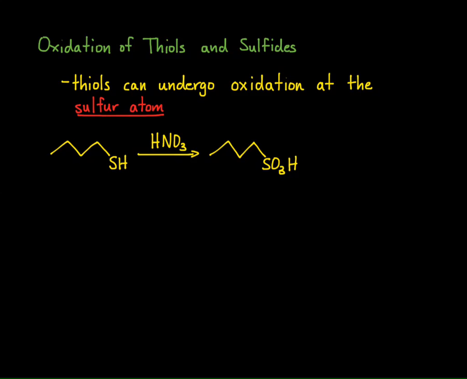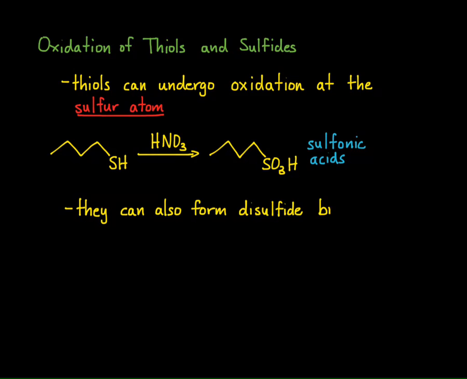I'm oxidizing the sulfur. So this is very different than oxidizing alcohols. When I oxidize alcohols, the carbon that contains the OH group gets oxidized. Here, the sulfur gets oxidized, and I generate sulfonic acids. Right. So this is a sulfonic acid.